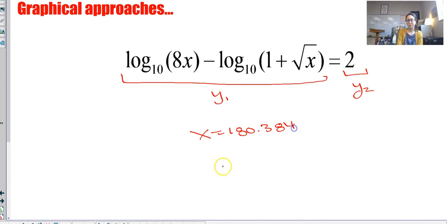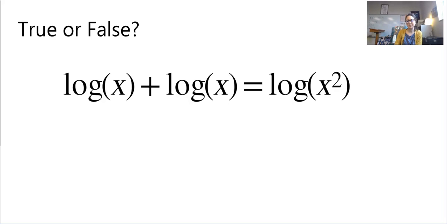If you're on the 84, once you graph, set your window, so make sure you expand your x max to go to maybe like 200. And then for the intersection, you'll go second trace number 5, and then get close to that intersection and hit enter 3 times. All right, so here's my wrap-up question for you.